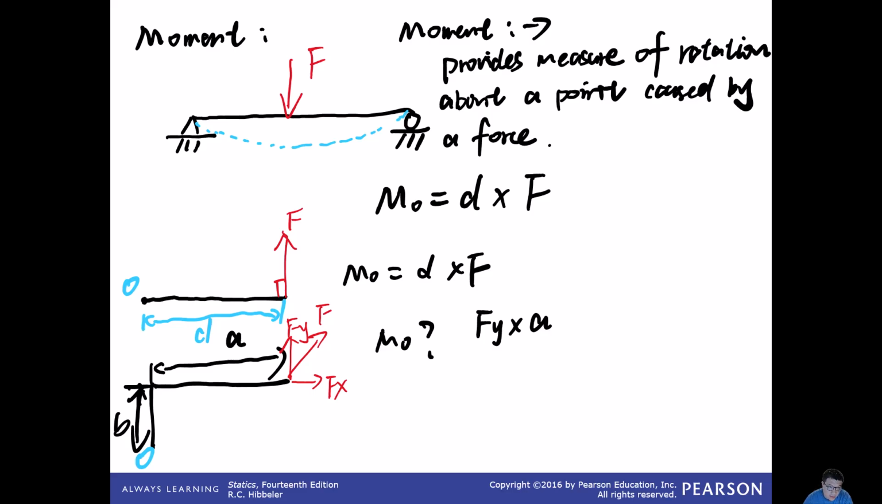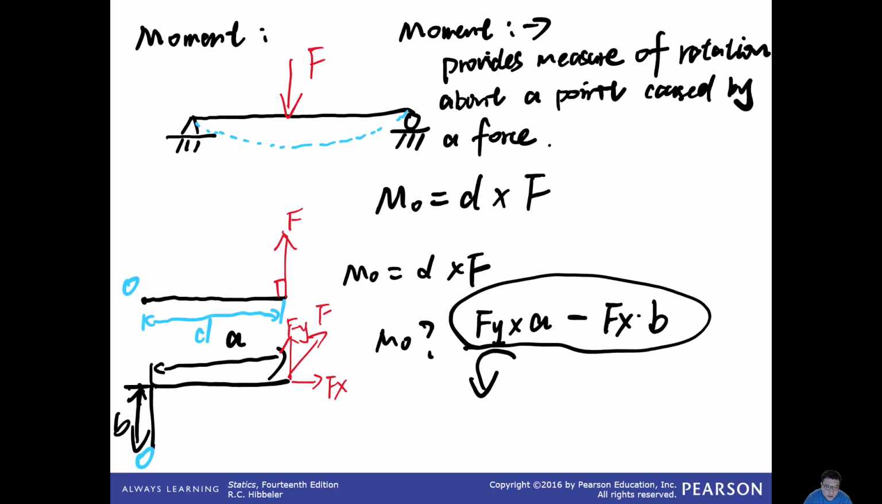counterclockwise. For this class, we define a counterclockwise moment as positive and a clockwise moment as negative. And Fx times its perpendicular distance to point O will be B, because the Fx, the force's moment about point O, is clockwise, it will be negative. So that's how we calculate the moment of the force F about point O.